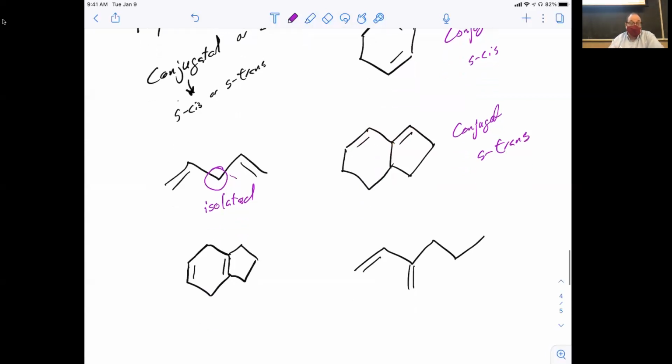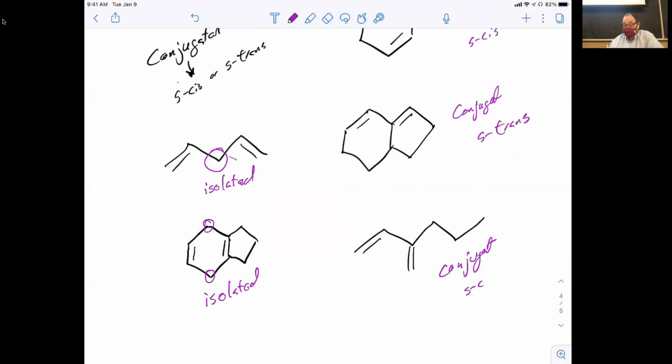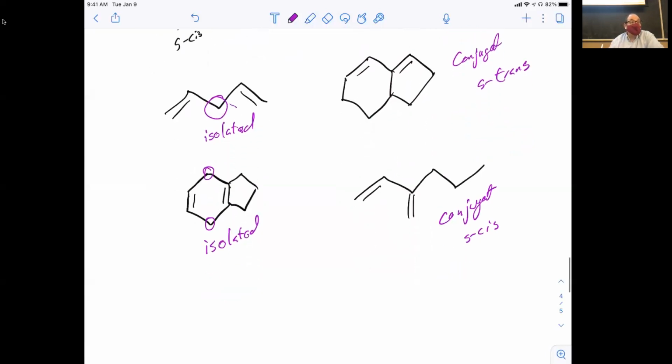Next one, isolated or conjugated? This one's got isolation on both sides. I'd have to check both sides, but it's got sp3 carbons in both, so this is isolated. And then this last one, conjugated or isolated? It's conjugated. As I've drawn it, it is S-cis. Could it be S-trans? Yes, it could be S-trans if I had rotated that and drawn it in this form.